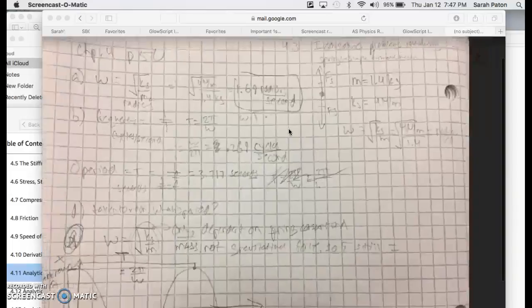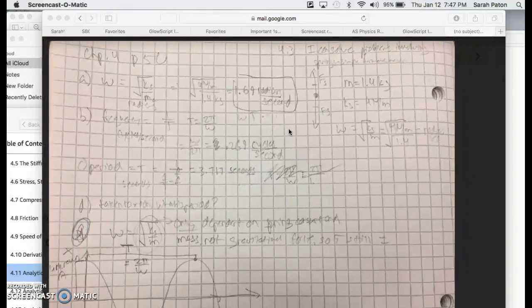Okay. So, the problem was pretty simple. It asked me to find, first, omega. To do that, I simply took the square root of the spring constant over the mass to get 1.6 radians per second. And I also did all my unit checks.